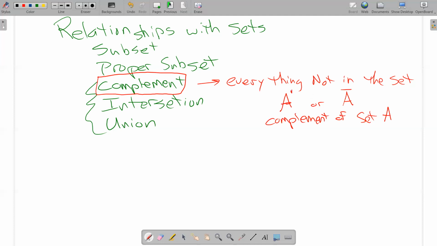So if we look back at the sets we had before, where our set A was the odd numbers less than 10, 1, 3, 5, 7, and 9. And my universe, right, the everything set that I needed to consider was 0 through 9.